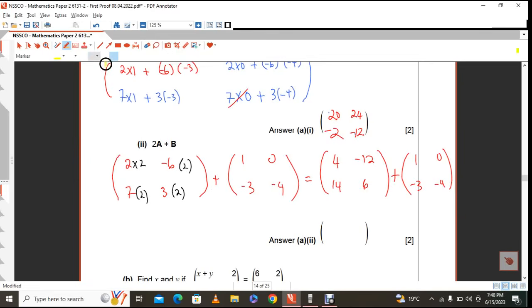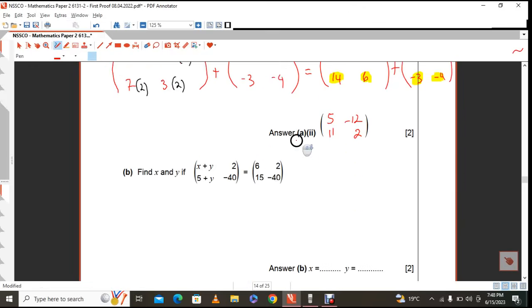So that means you're going to add the 4 and the 1. That gives you 5 over here. The negative 12 and the 0 gives you, obviously, negative 12. I have to show step by step: the 14 and the negative 3, that's 11. And then the next one that I'm going to add is the 6 and the negative 4, and the answer is 2. Again, you can also do that in a calculator, but there's no need for that. When you add, you just simply add corresponding elements with each other.